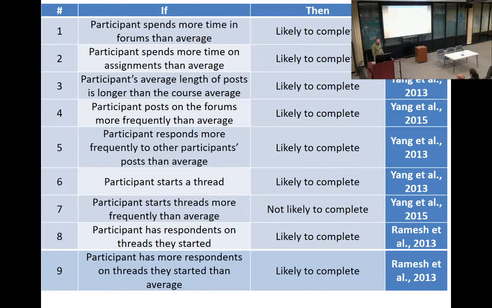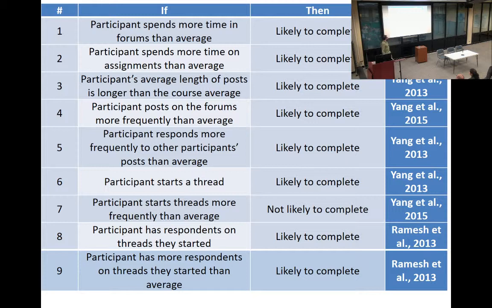Yang et al. at Carnegie Mellon looked at the length of posts and looked at long posts. They looked at more frequent posting, more frequent responding to posting, and thread starting. Ramesh et al., also Carnegie Mellon, looked at how much people respond to your threads. The idea being that people who have threads that people respond to are participating in a way that is more positive, associated with people who are eventually going to complete. People who have more respondents than average.